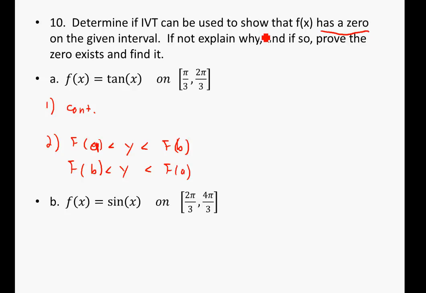Now, I could have given you any number. I could have said, show f of x has to equal like negative 3. It doesn't matter. Then y would be negative 3 down here. But right now the question is 0, so y is 0. Okay, so here's how we're going to do this. Let's clear this out.